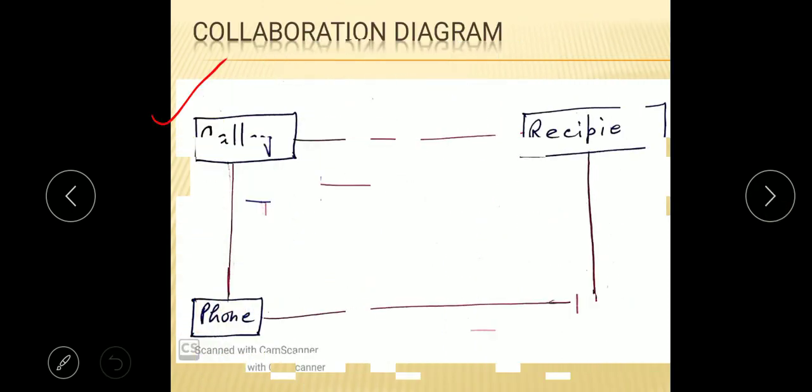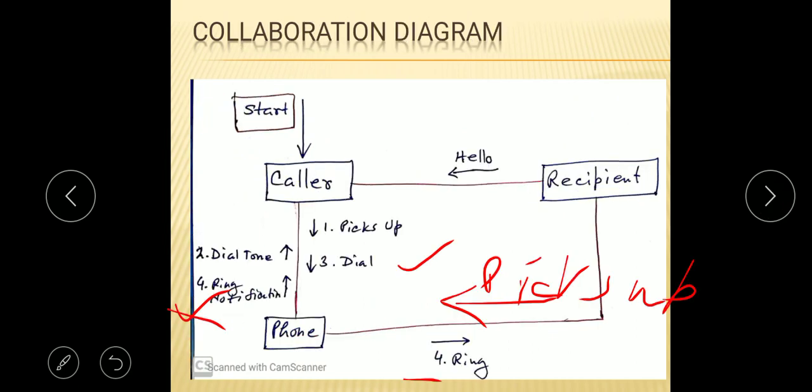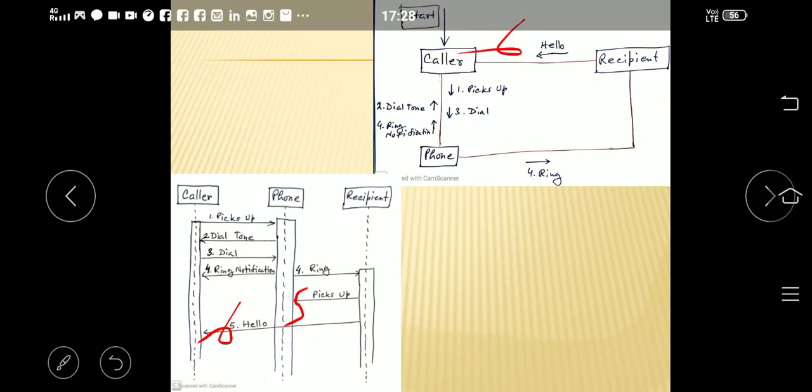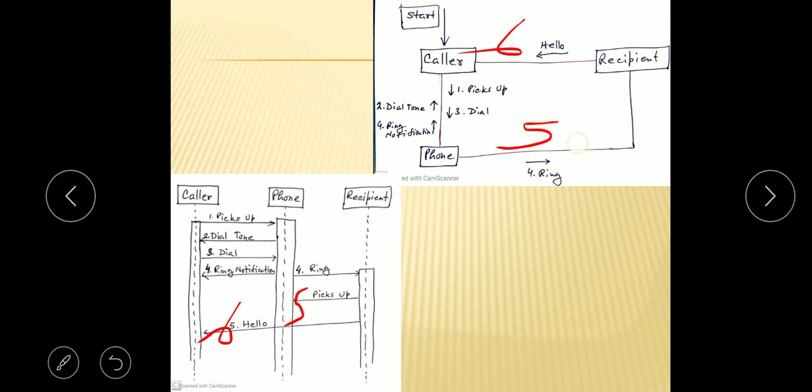Okay, so here at number 5 it will be picks up, and that will be from receiver to phone. Okay, right. And after that at number 6 there will be hello, right, and that will be from recipient to caller. Okay, by this way the collaboration diagram is drawn, right. So here 4, and then it will be 5, as it will be 6. So this hello is 6, and at number 5 there will be picks up.